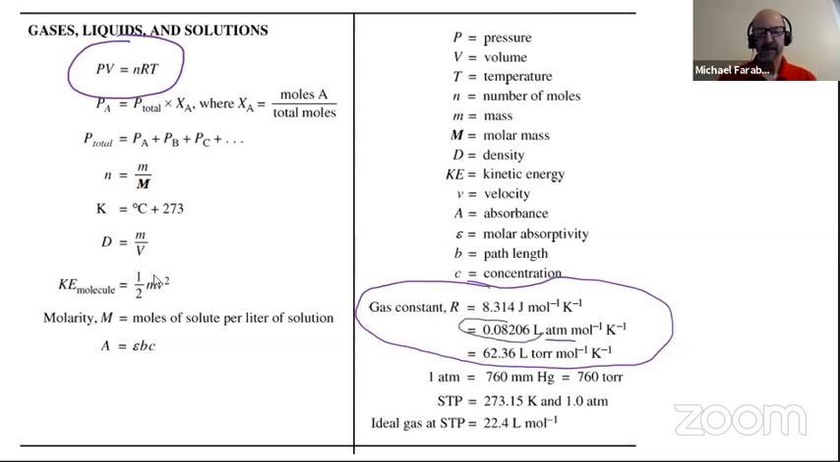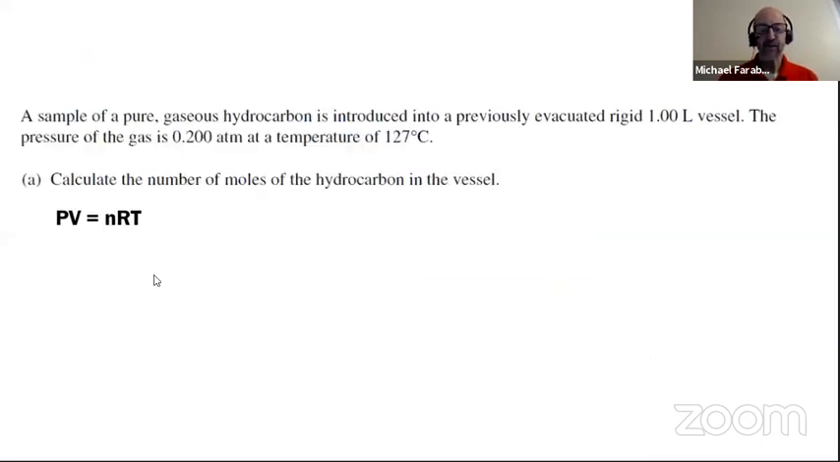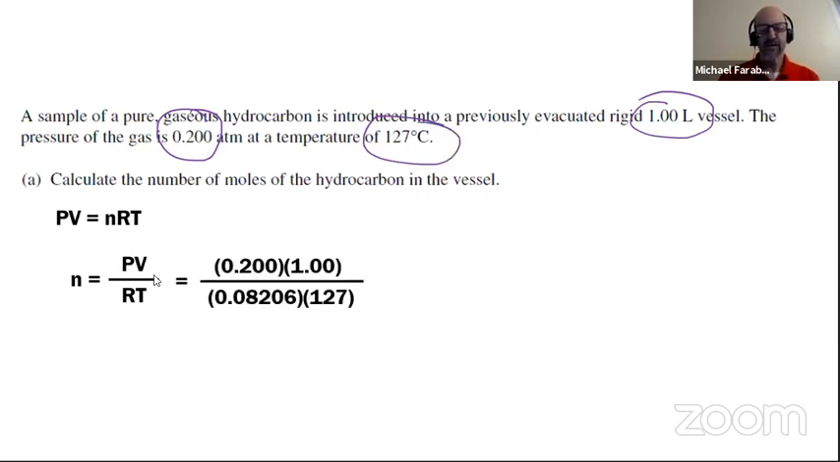So I've got PV equals nRT. I'm going to solve for moles. And I already see that I have a pressure, I have a volume, and I have a temperature. So I'm going to go ahead and set this up, PV over RT, where R is 0.08206. Before I continue to actually do this, I want to go ahead and comment something about this particular question.